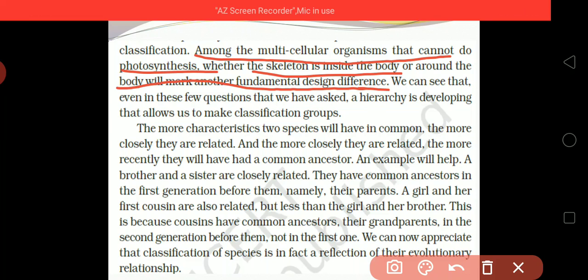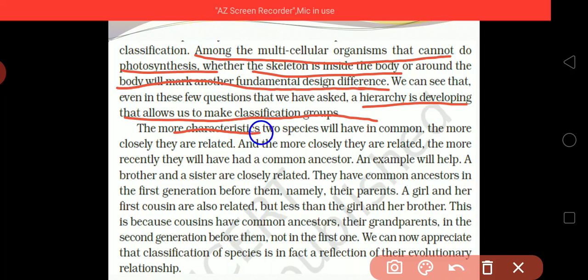We can see that even in these few questions that we have asked, a hierarchy is developing that allows us to make classification groups, due to which we can classify a particular group. The more characteristics two species have in common.